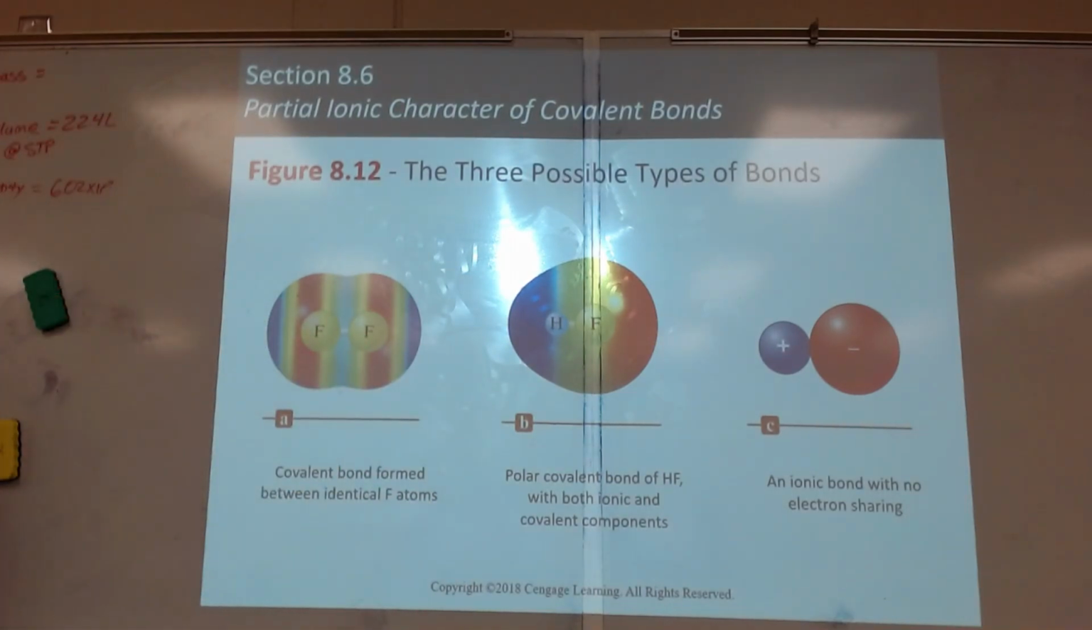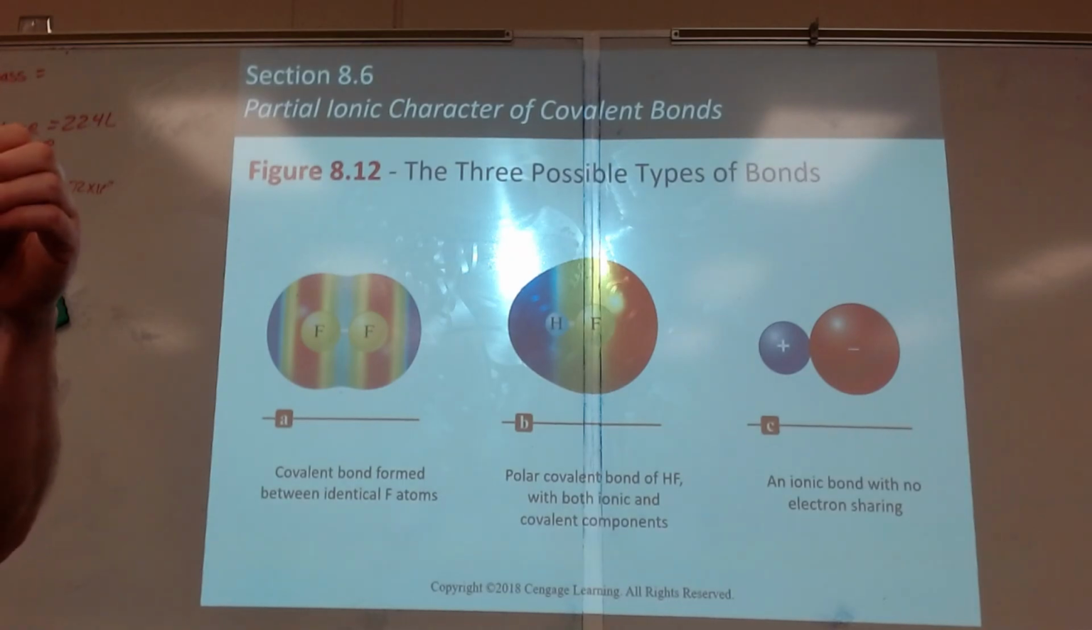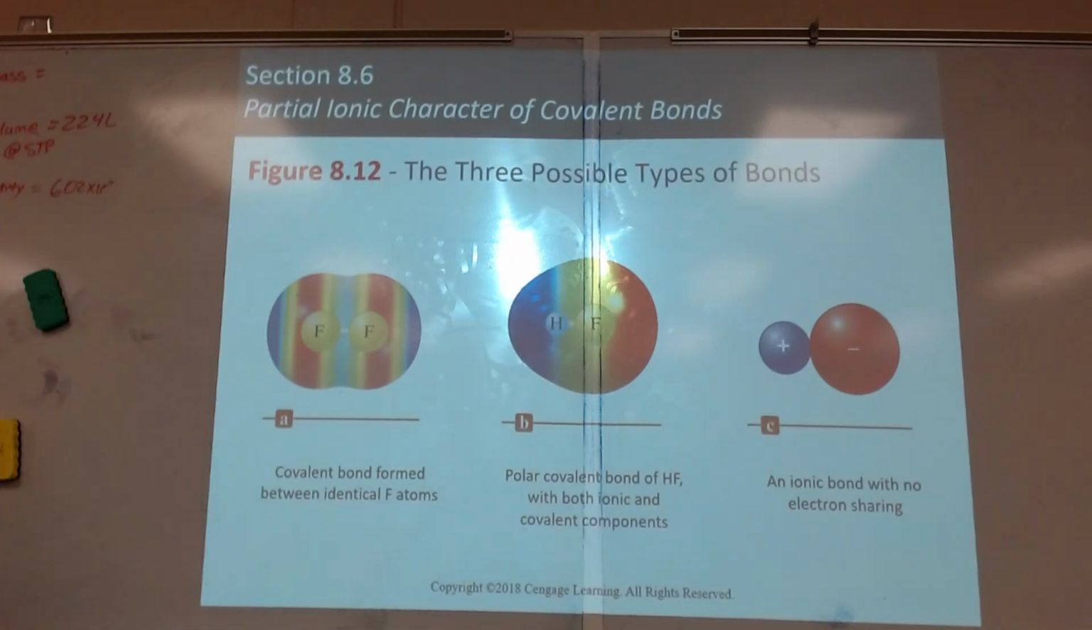Let's talk about the partial ionic characteristics of covalent bonds. Now, ionic bonds form because of, what's the fancy Nancy word? Difference in charges. What kind of attraction? Coulombic attraction. I'm going to let y'all hang on that one.